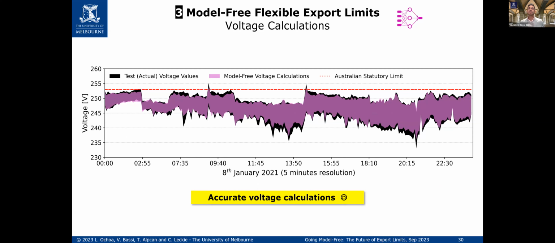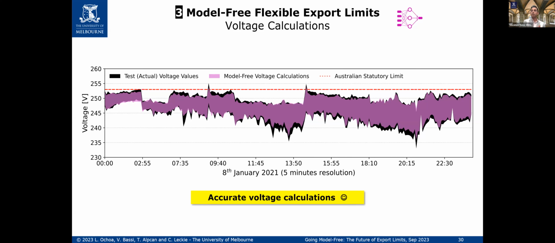Sorry. So what we can see here are the model-free voltage calculations for the day of interest, which is this summer day that I was referring to before. Again, in purple, you can see the calculation done by the neural network, whereas in black, you can see the actual voltage value. Here, I would like to stress, more than that we have accurate voltage calculations, that, for instance, around 3 a.m., around noon, and around the late afternoon, there is a high voltage headroom. So for these particular instances, what we expect from our flexible export limits is for them to be high, because there is space for customers to export, right?